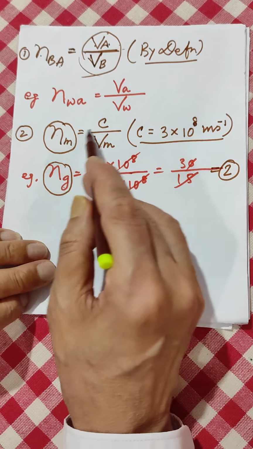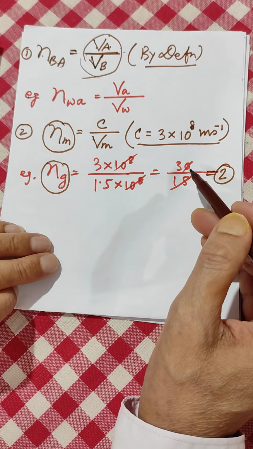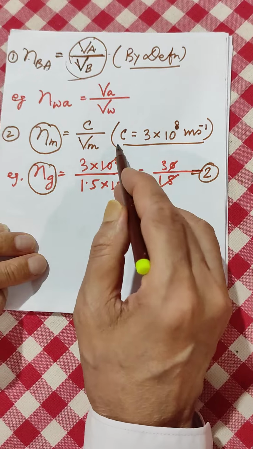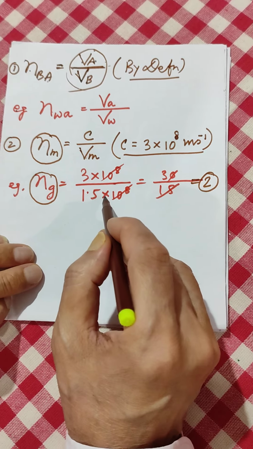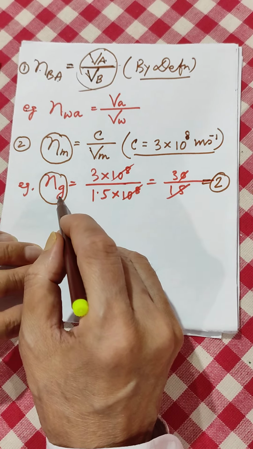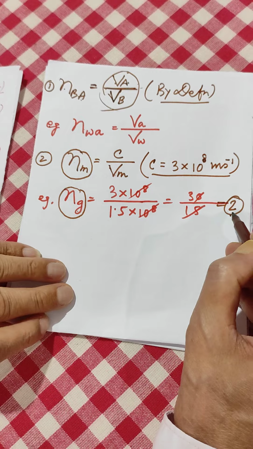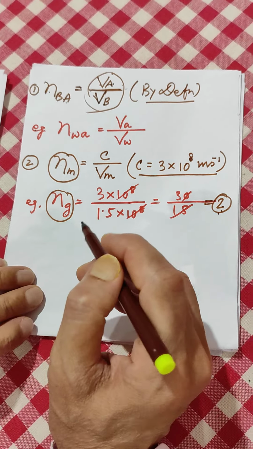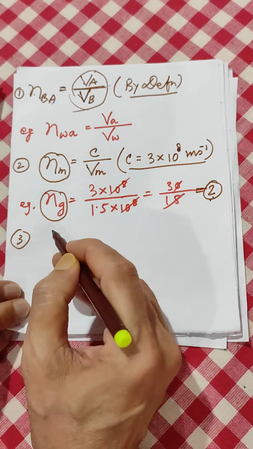Now the numerical sum involving this formula is most common in exams. Okay, so this is how you will calculate. So C value we will put this one, then this is the given velocity of light in medium glass, suppose medium Z, then by simplifying you get 2. So this is the answer, refractive index of what? That medium Z. Okay, all right.